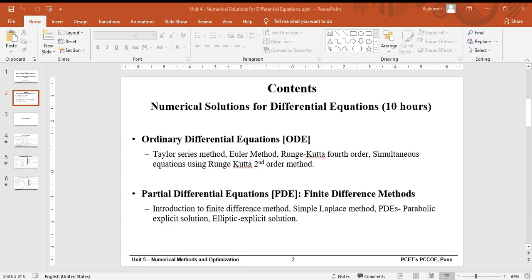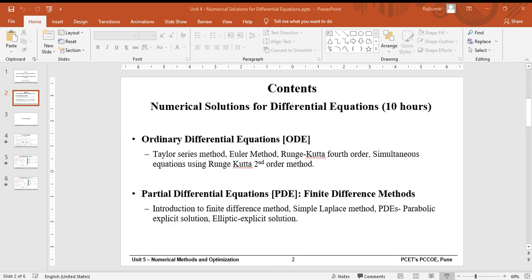Now we will see with an example how we can use the Taylor series method. So solve y dash equal to x plus y, y naught equal to 1 by Taylor series method. Hence find the value of y at x equal to 0.1 and 0.2. So here you can see the dy by dx is given, which is denoted here by y dash or y1, which is equal to x plus y. So this is given to you.